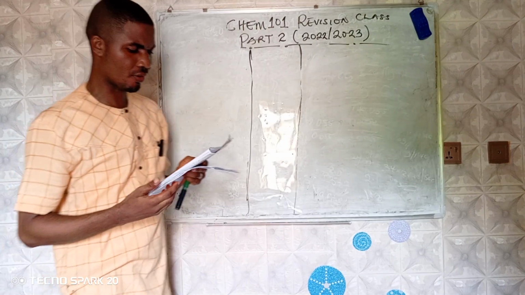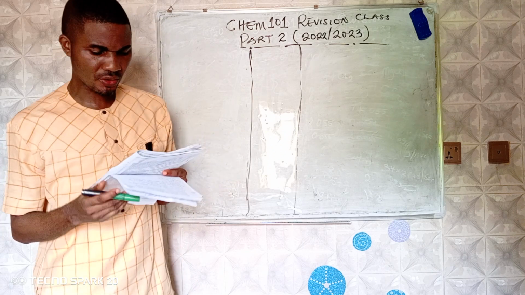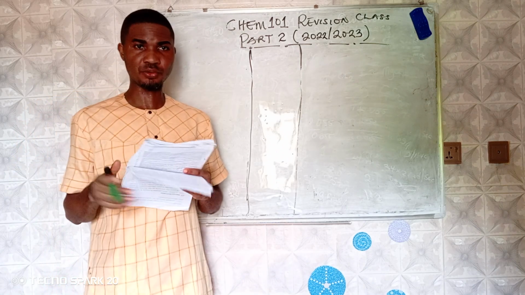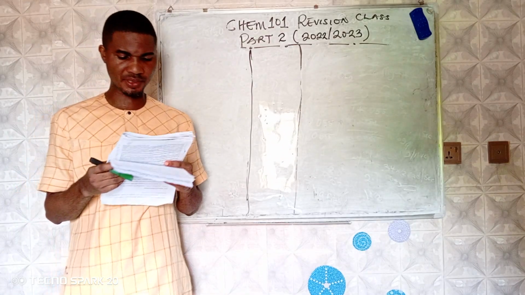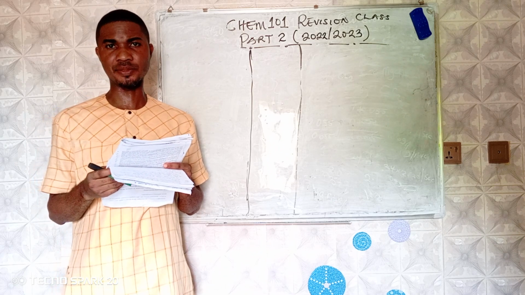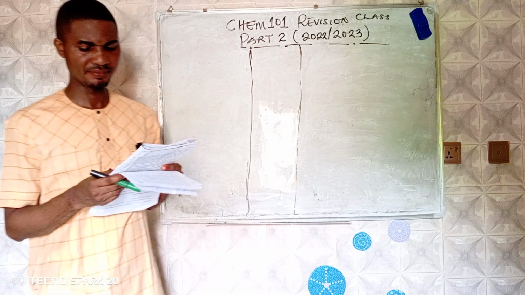Okay, question number 4. It says, identify the false statement. Option A says, substance and matter mean the same thing. That's true. Option B says, matter always has weight. Yes, we all know that matter is anything that has weight and occupies space.